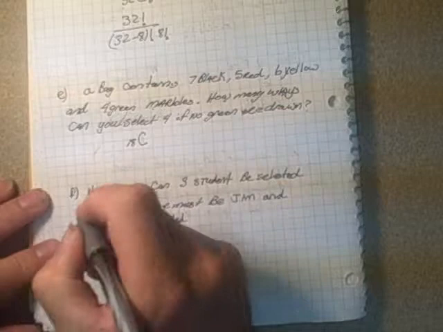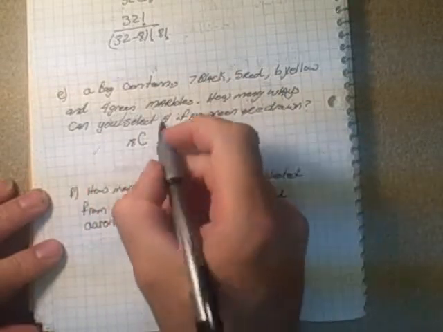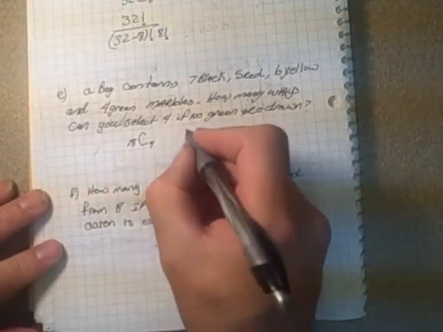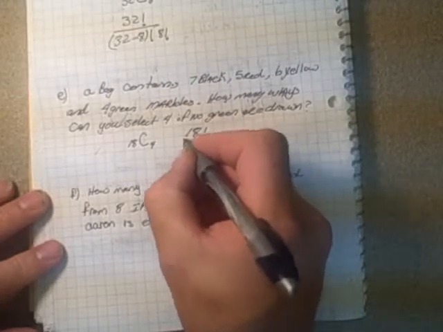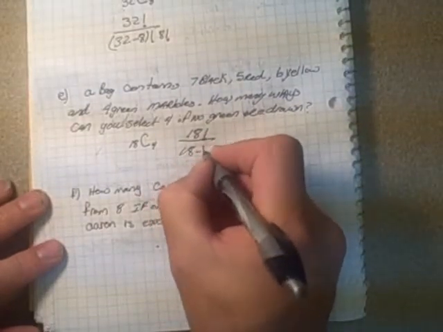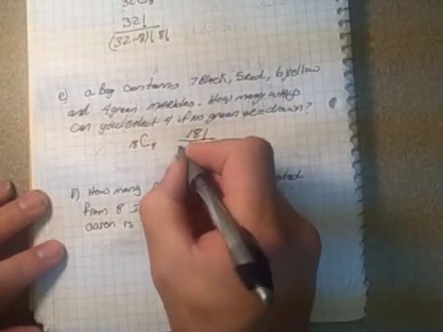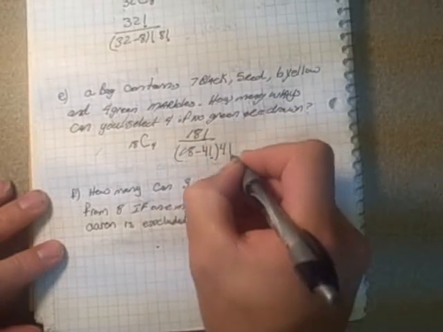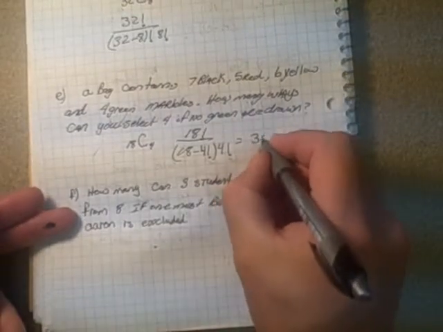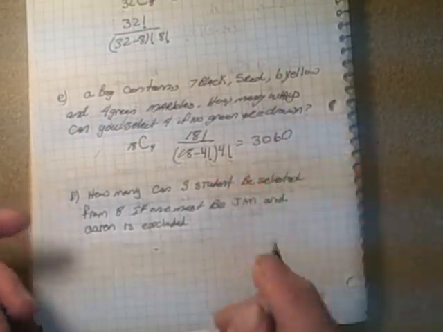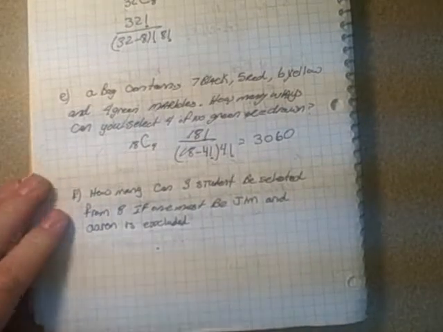How many ways can you select 4 marbles? So it's 18C4. If we write that out, that's 18 factorial over 18 minus 4 factorial, and 4 factorial. So plugging it in, 18C4, we get 3,060. Kind of had a tongue twister there for a second.